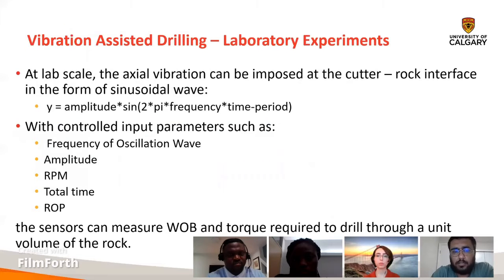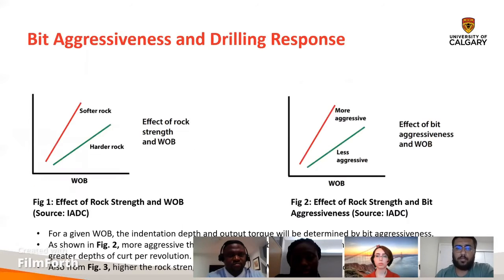Next slide, please. As I said, at lab scale we can impose axial loading in the form of a sinusoidal wave by fixing our parameters, namely frequency, amplitude, RPM, ROP, and the total time for which we want to impose the periodic loading. And the output sensors can measure weight on bit and torque required to drill through a unit volume of the rock.